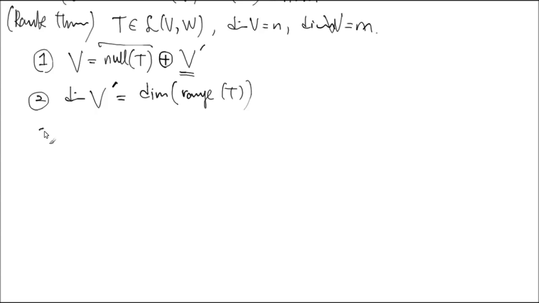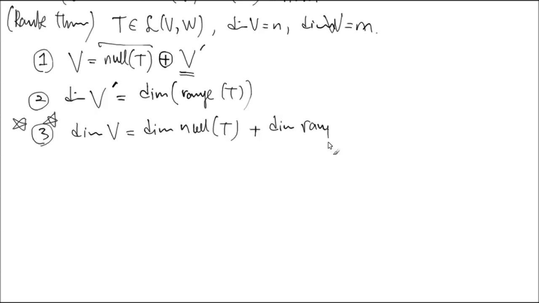And from there, you can easily conclude the following important formula. This is known as the rank theorem. The dimension of V is the dimension of the null space, right? Because that's a part of this direct sum, plus the dimension of V prime, right? But it has a different name, the dimension of the range of T. So that's something you saw in a first year linear algebra book.